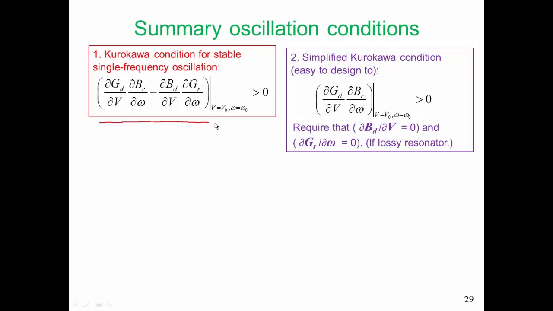In order to use this simplified Kurokawa condition, we must address these two derivatives. We want the susceptance of the active device with respect to voltage to be zero, and we want the derivative of GR with respect to frequency to be equal to zero. In the next installment, we're going to talk about how we take these derivatives to zero.